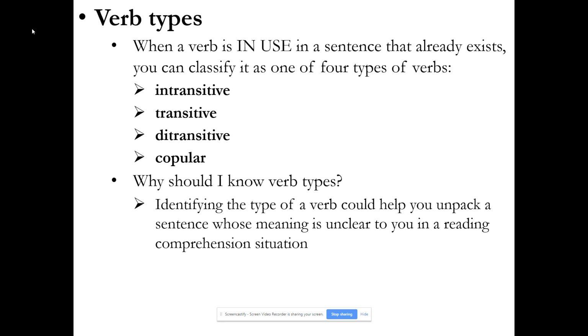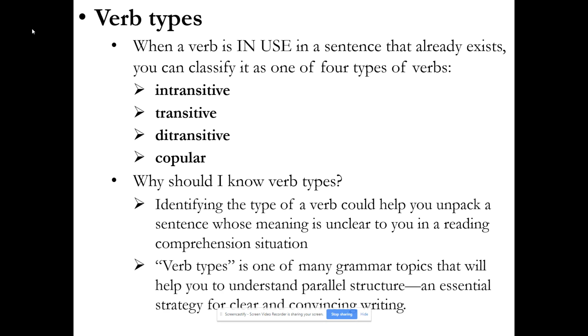And so, like all of the other grammar topics, verb types is ultimately a reading strategy. Now, also, verb types is one of the grammar topics we're covering that will help you to understand a later grammar topic, that topic being parallel structure. Parallel structure is really hard to grasp unless you know all of the things we're talking about: verb tense, verb type, parts of speech, pronouns, antecedents. You need all of these pieces to grasp parallel structure thoroughly.